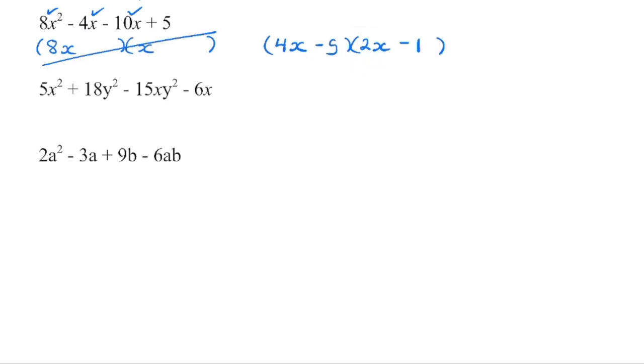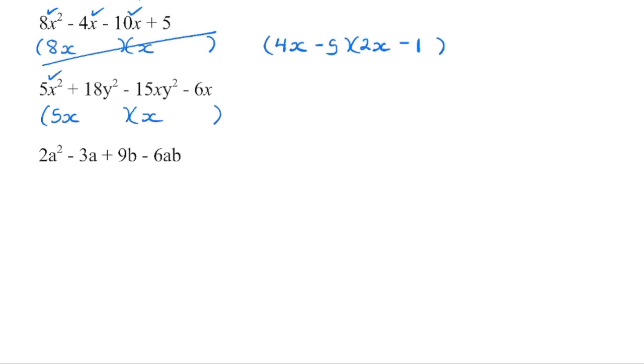In our next one here, again, we don't have a greatest common factor that's common to all four terms. So I'm going to leave x squared as my first term, even though we have another squared term here, because 5 is a prime number, whereas 18 is a composite number. So I know that the only numbers that will multiply together to get back to 5 are going to be 5 and 1. So we can go ahead and set up here 5x times 1x, that's the first term.